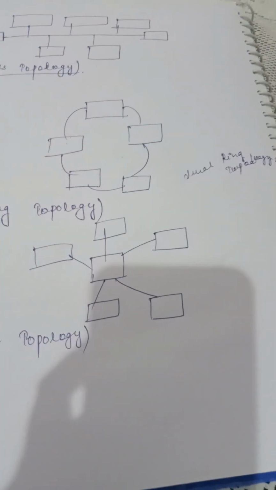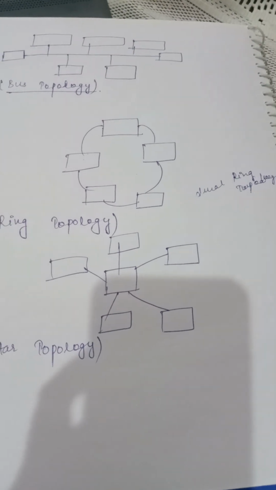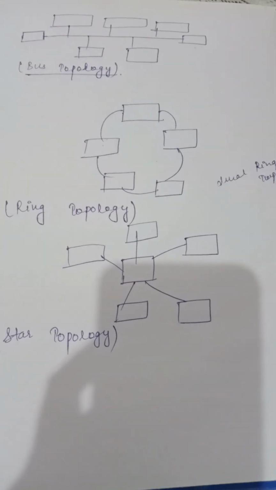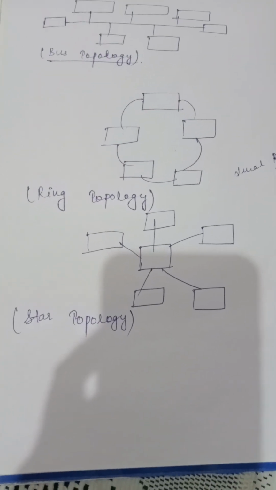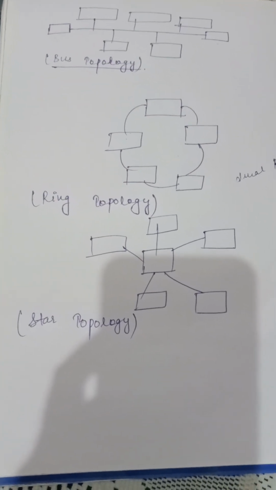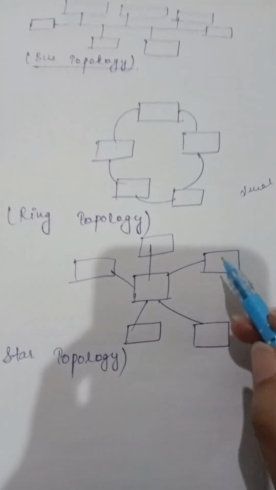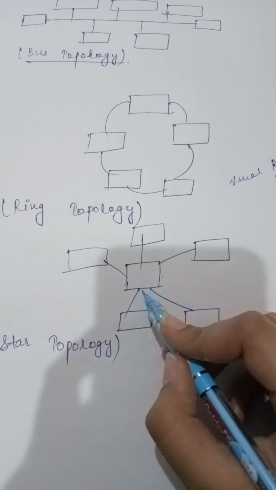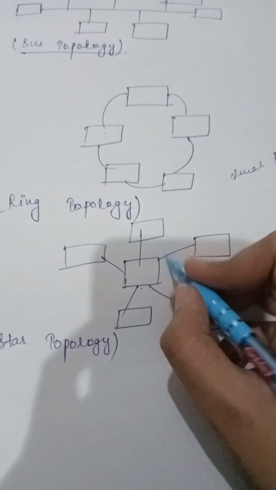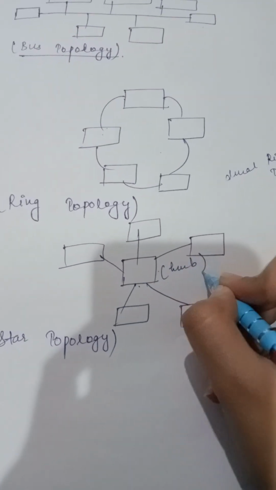Okay, so this was all about the ring topology. Now the next kind of topology that we are going to study is the star topology. What happens in star topology is, in this arrangement all the devices are connected to a central device. So this is the central device, known as the hub.